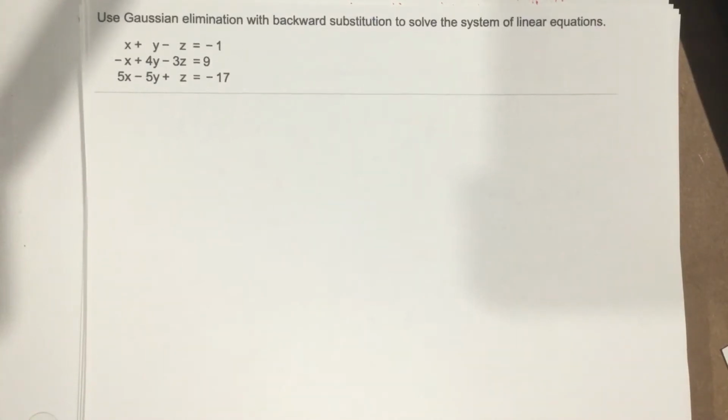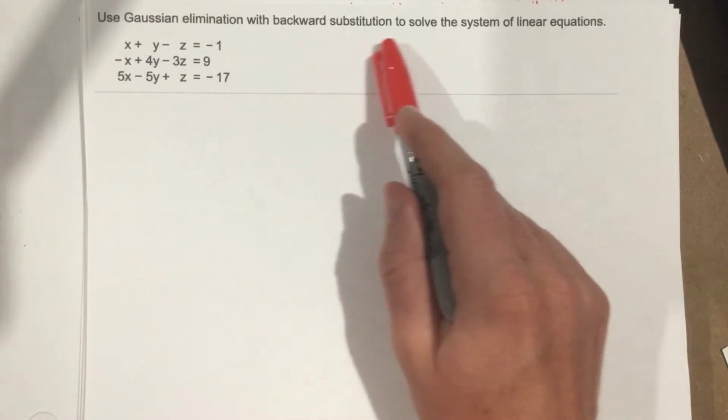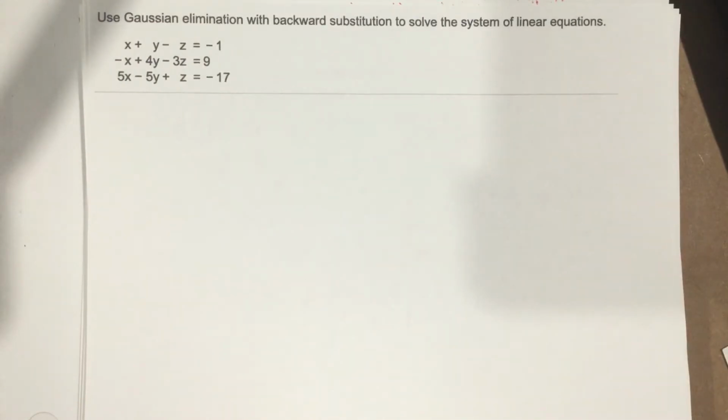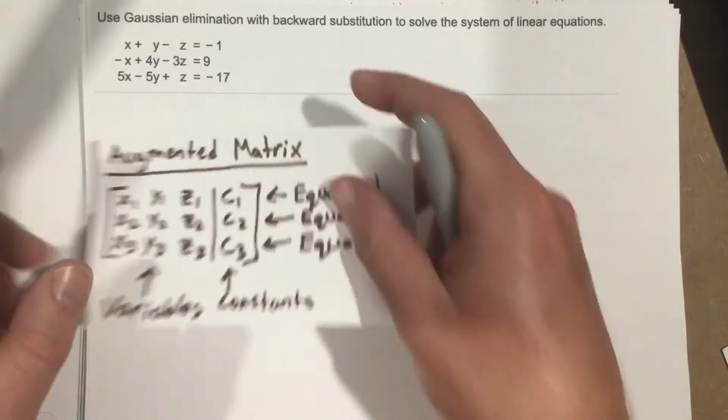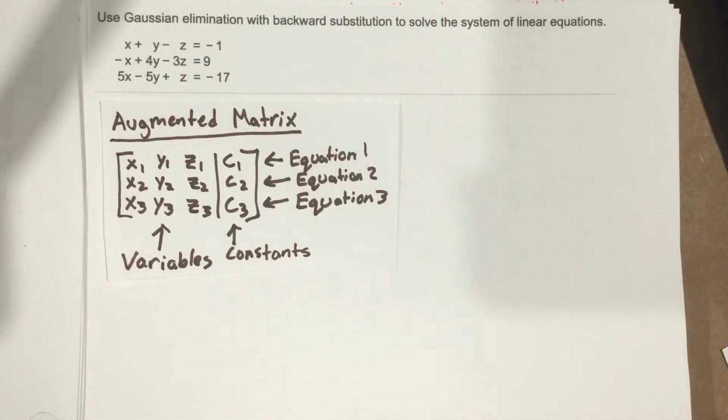This is problem number 3 from section 9.4. It says use Gaussian elimination with backward substitution to solve the system of linear equations. We need to write these linear equations as an augmented matrix.